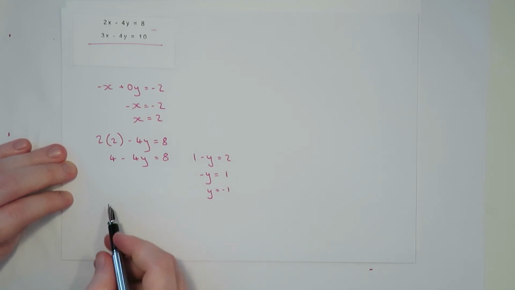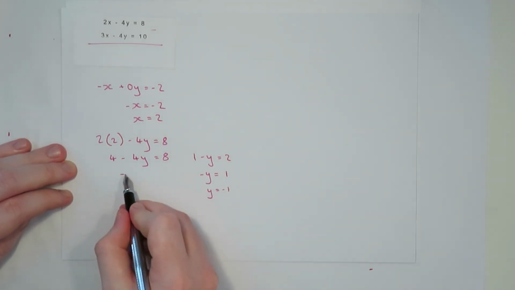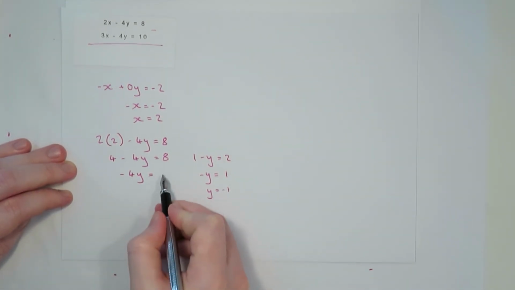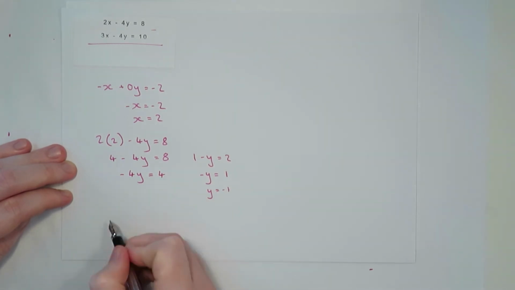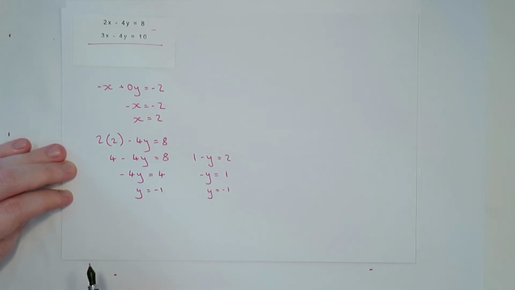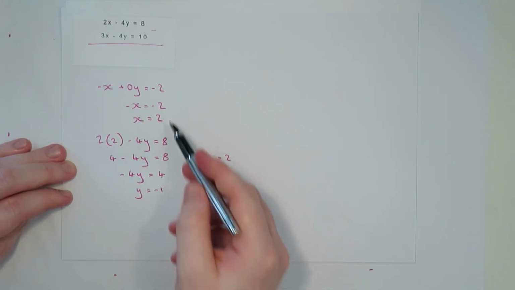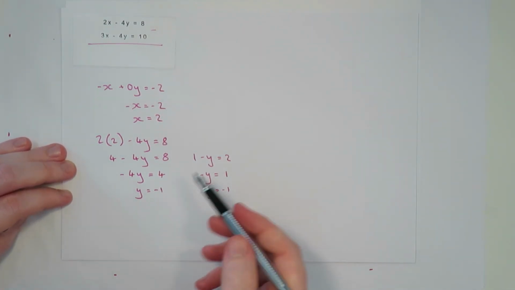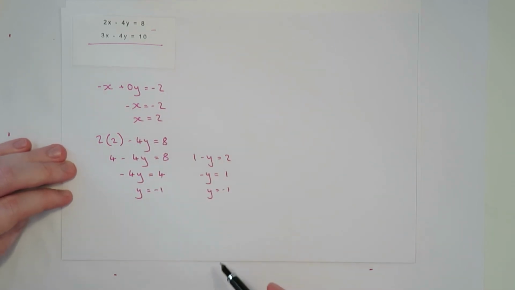Or from this here, subtract 4 off both sides. Minus 4y is equal to 4. Divide both sides by minus 4. Y is equal to minus 1. Makes no difference there what way you do it. Substitute both of those values into the other equation. Check, do you get 10 out at the end? If you don't, go back because you made a mistake.